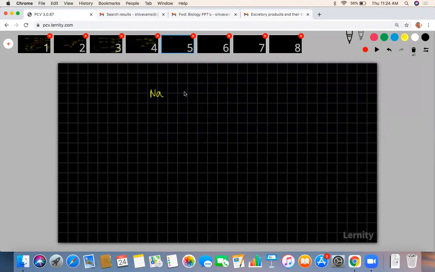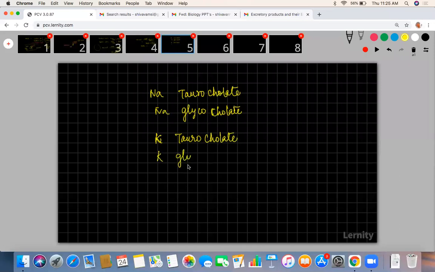Sodium taurocholate, sodium glycocholate, potassium taurocholate and potassium glycocholate. So these are the bile salts. So these bile salts are also excreted out.